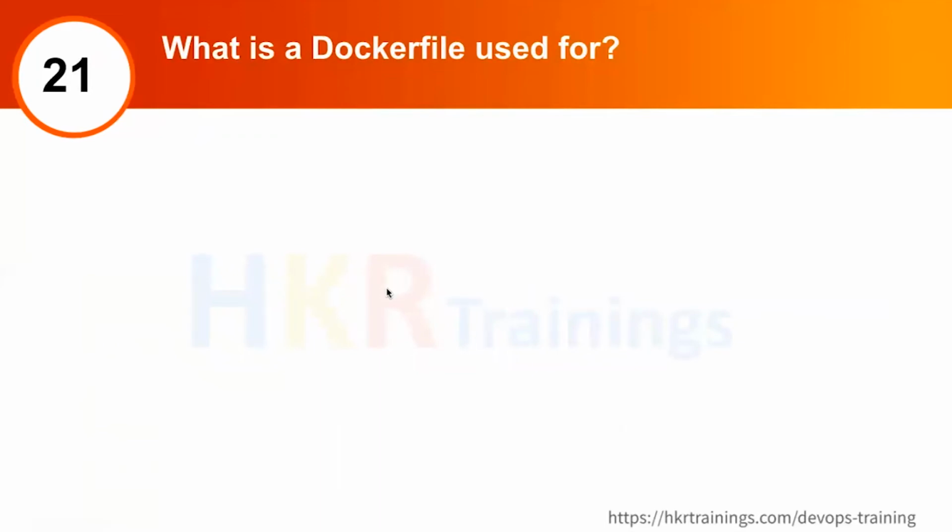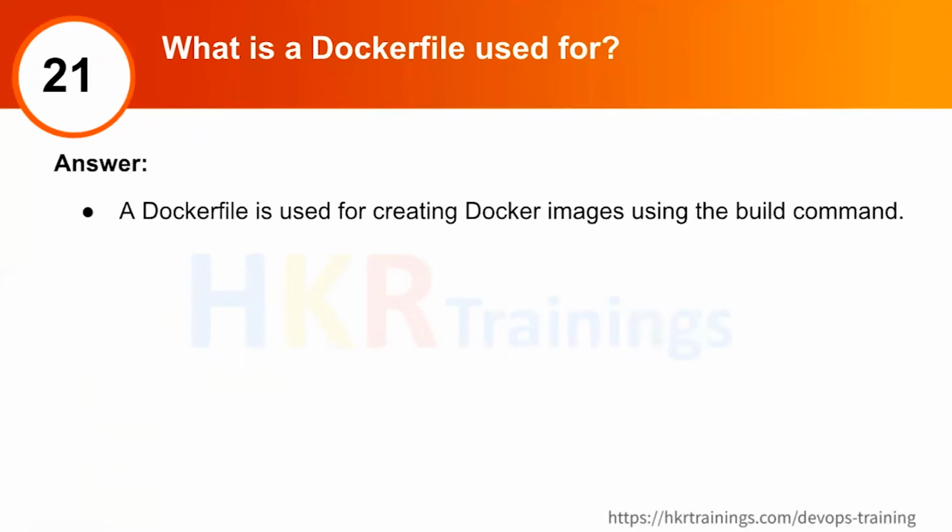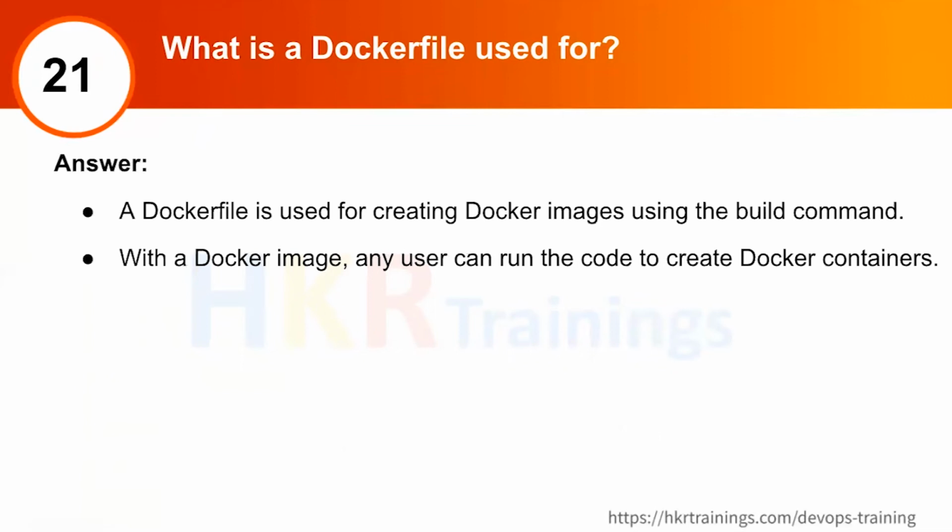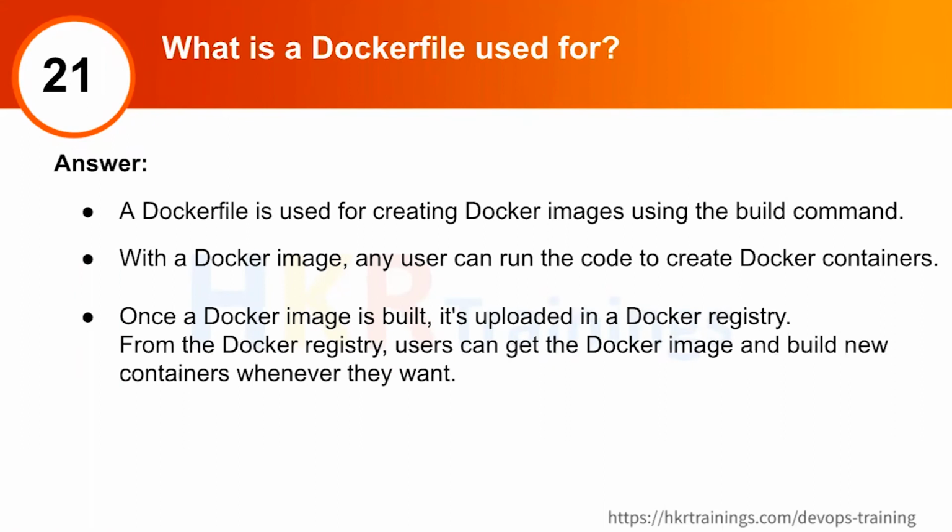What is a Dockerfile used for? A Dockerfile is used for creating Docker images using the build command. With the Docker image, any user can run code to create Docker containers. And once the Docker image is built, it is uploaded to a Docker registry. And from the Docker registry, users can pull the Docker image and build new containers whenever they want.